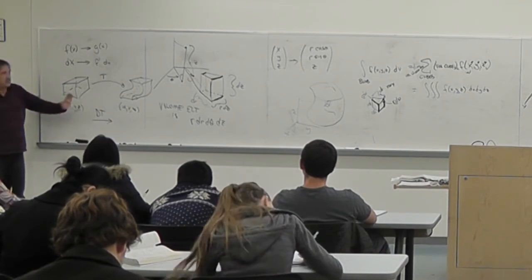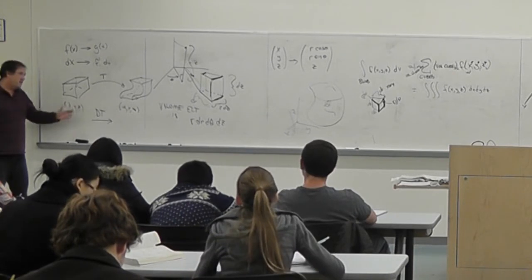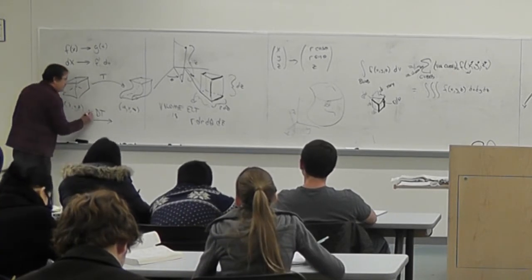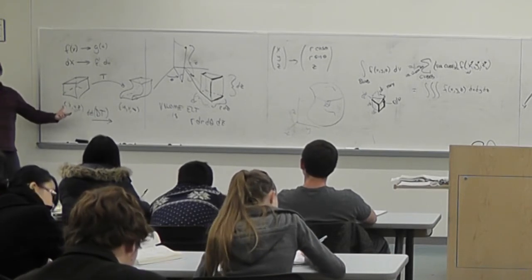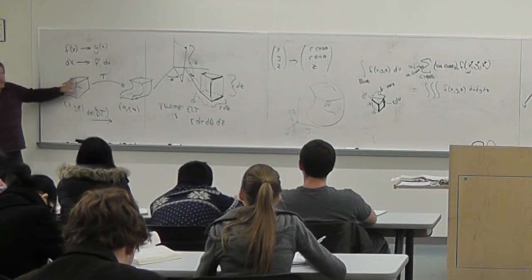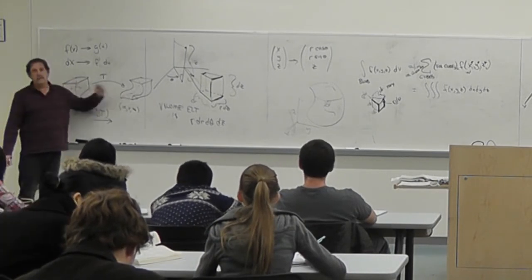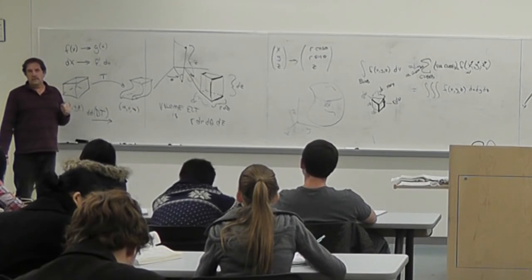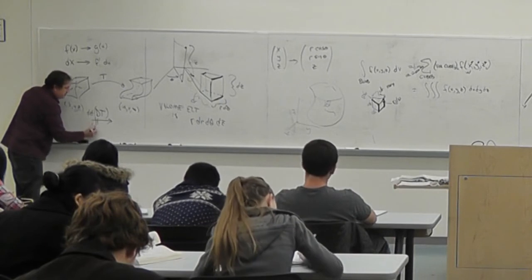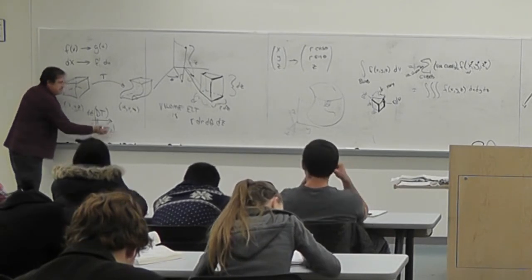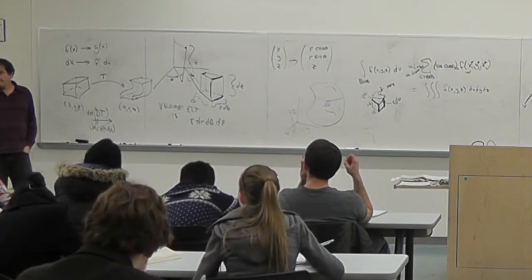So if I write my change of variables and I calculate the derivative, well, it's not really the derivative, it's the determinant of the derivative. If I calculate the determinant of the derivative, then that will tell me how my little cube transforms to some other thing. This thing is called the Jacobian. The determinant actually gives you a formula to go from one to the other.